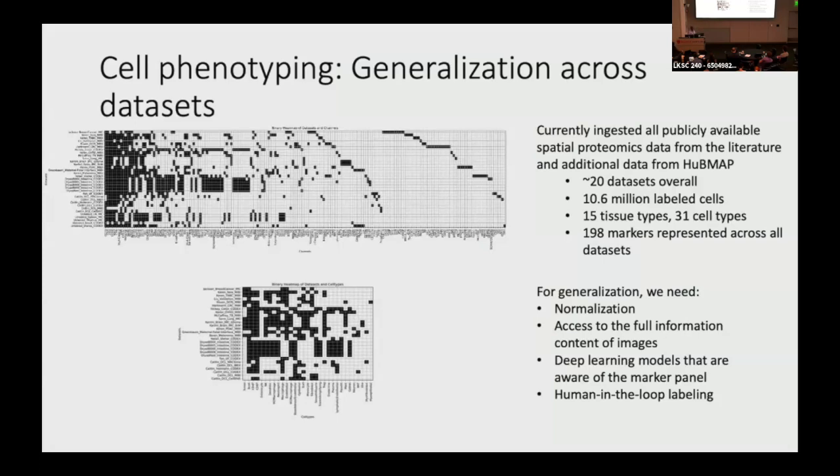There are some things that you need for generalization: normalization, access to the full information content of the images. But I think the reality is that if you have nearly 200 different markers, and this is something that's just growing, it's going to get larger, not smaller, then really what you need are AI models that are aware of the biological information in the marker panel itself, right? And so it knows what CD4 is, it knows what CD8 is, it knows what CD45 is, it knows what a T cell is, it knows what a B cell is, and it can use the semantic understanding to expand the space of markers and cell types it's capable of doing cell phenotyping for.